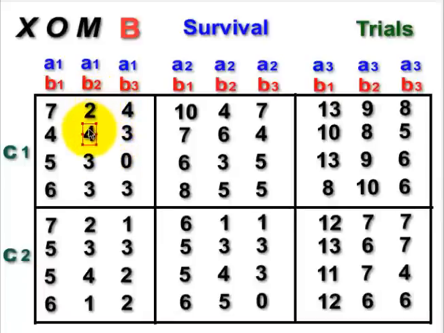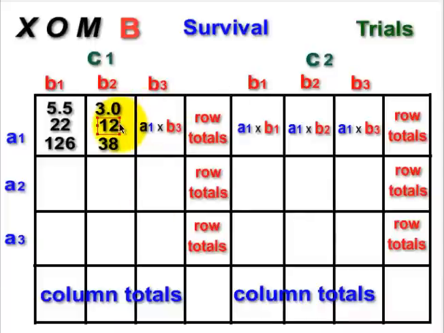So the mean is 2 plus 4 is 6 plus another 6 is 12. Divided by 4 is 3. And if we add them all up, that's 12. If we square them first, then add them up, we get 38.